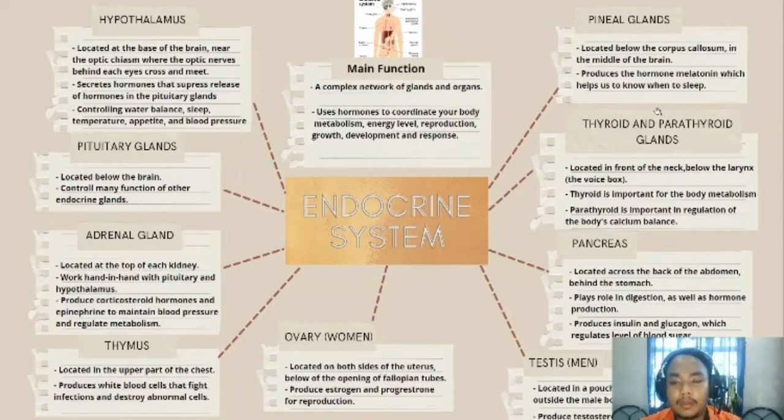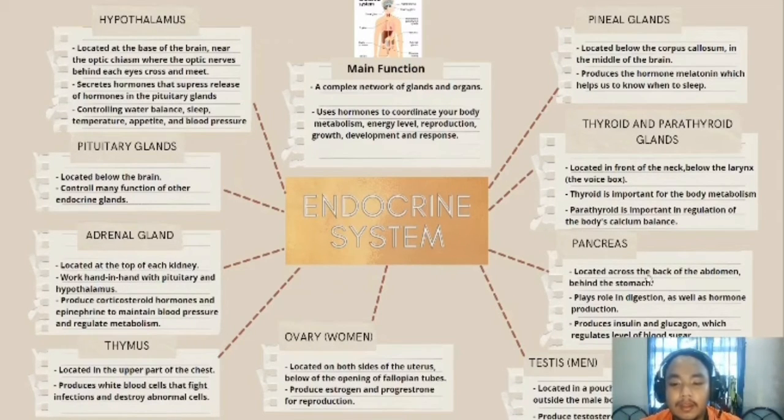And then we go to the next part, the thyroid and parathyroid glands, located in front of the neck, below the larynx, which is the voice box. The thyroid is important for body metabolism, and the parathyroid is important for regulation of the body's calcium balance.